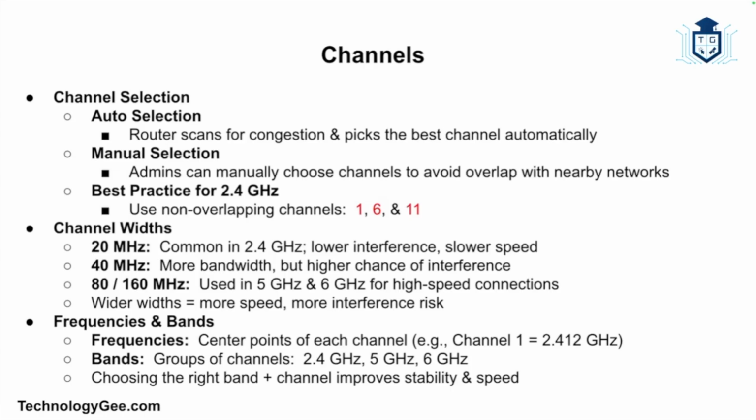Now let's talk about channel widths. So we have what is called the 20 megahertz channel width, and this is standard for 2.4 gigahertz networks, where it offers less interference but slower speeds. You have 40 megahertz. This offers more bandwidth, but it has a higher risk of interference.